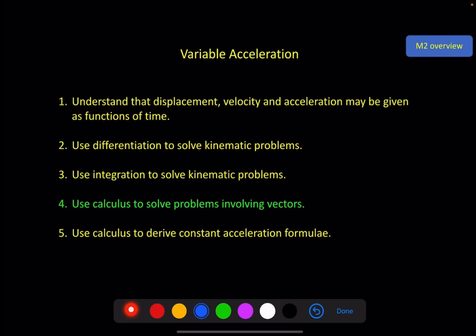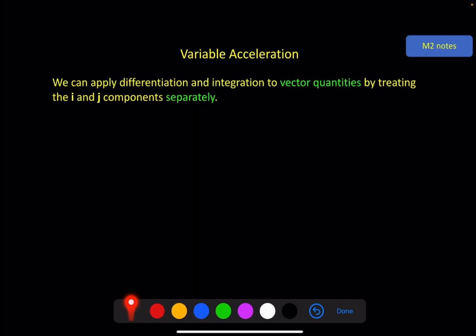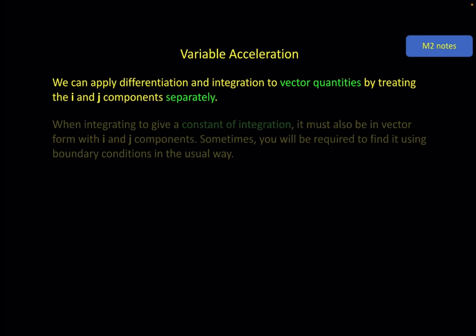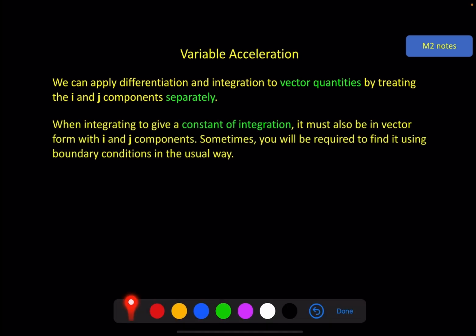In this video, we're not going to do very much different to what we did in the previous two, except that we're going to be using that calculus to solve problems involving vectors. We can apply differentiation and integration to vector quantities by treating the i and j components separately. This is one of the 2 key points here. Much of this work is the same, but you must do integration or differentiation on the i and j components separately. They're independent. The second thing is that when you integrate to give a constant of integration, that too must be in a vector form with i and j components.